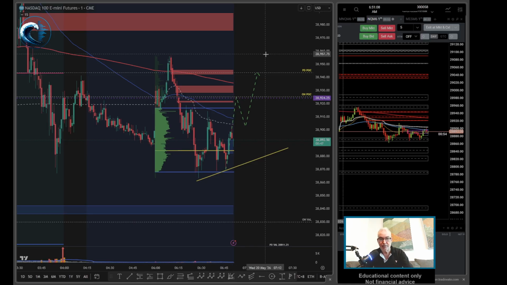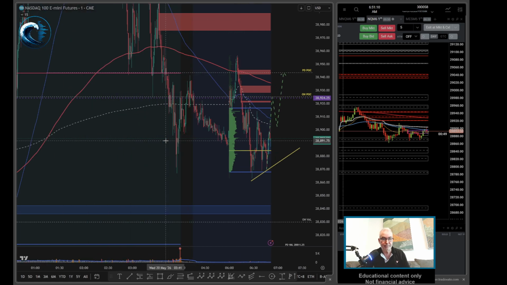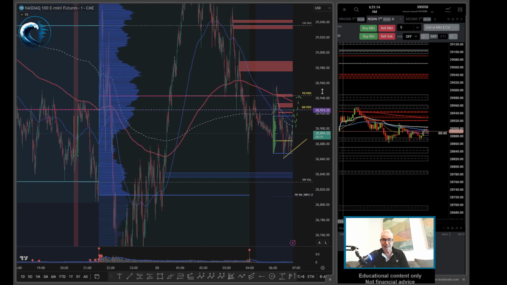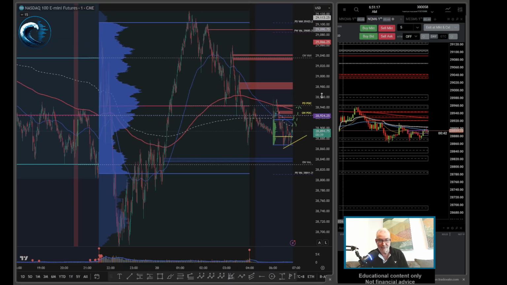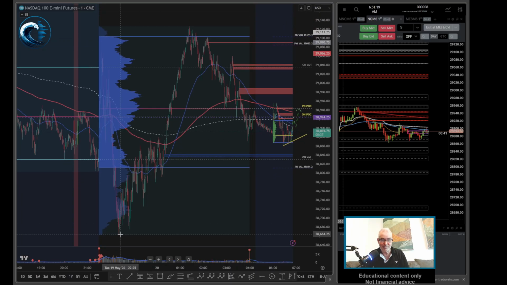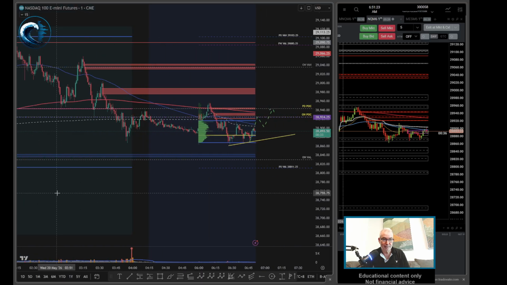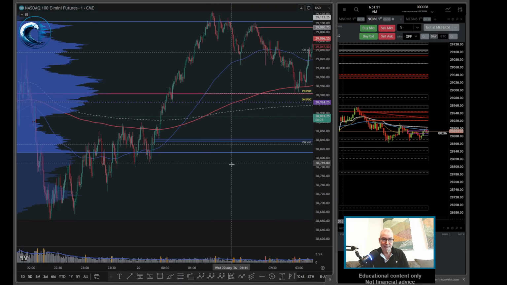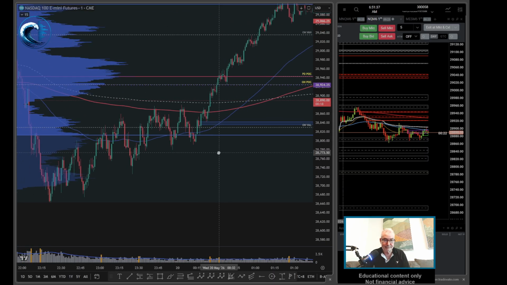Wow. Some of these moves, wow. Look at that. It's nearly 500 points. Way to go. Look at these steps. Look at these little steps. When I'm on my game, look at this stuff.